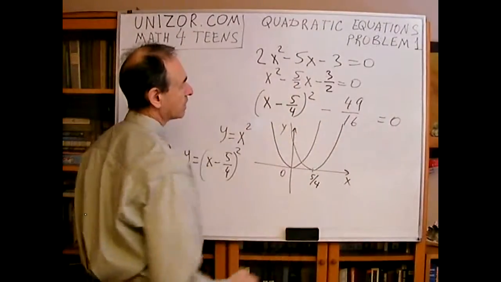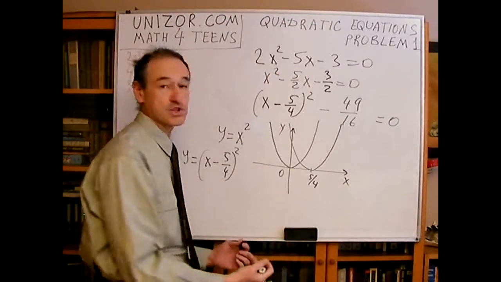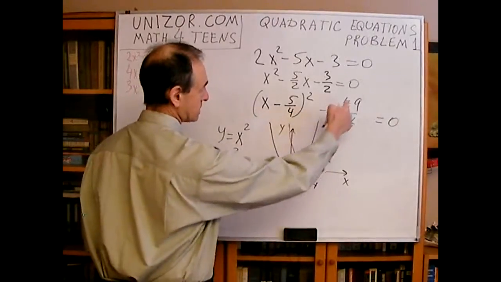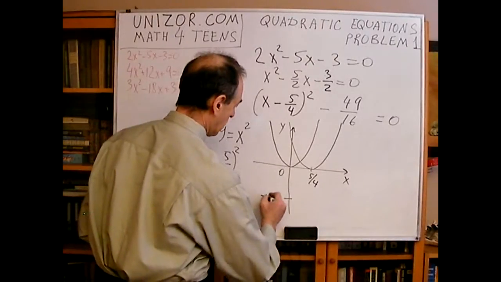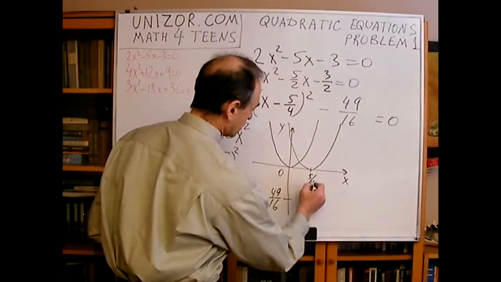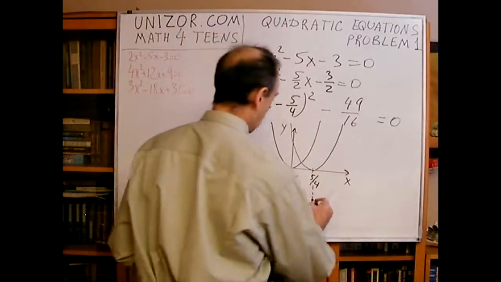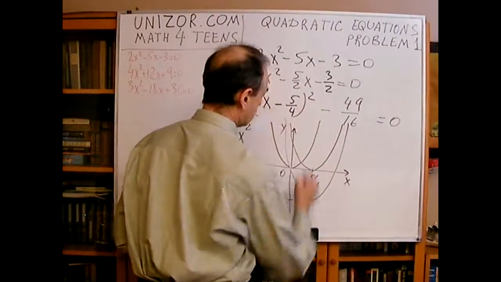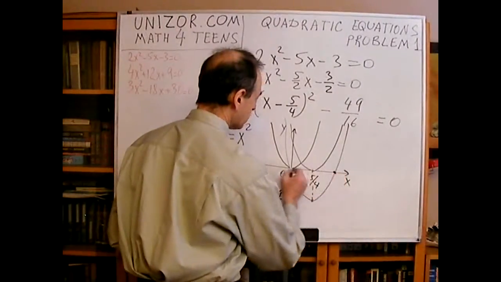Now we have to subtract something from the graph. Subtract means the whole graph shifts down, in this case, since it's minus, it's down by 49 sixteenths. So if this is minus 49 sixteenths, the whole graph will shift down to this position, and still its horns will be upwards.